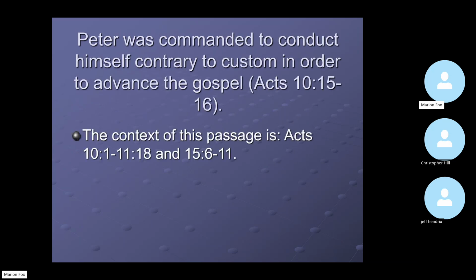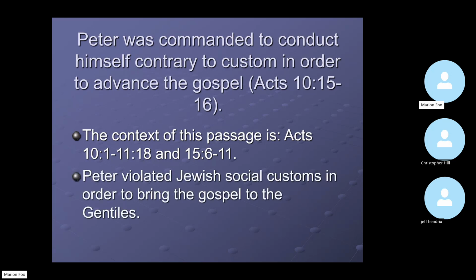Now, the context of Acts 10, verses 15 through 16, is Acts 10, verses 1 through 11:18. So this is the 10th chapter, the whole 10th chapter of Acts, and the first 18 verses of chapter 11, which is the second recording of it. And in Acts 15, verses 6 through 11, we see a report of this by the Apostle Peter. He gave a report of this incident. So these are the passages that would give you the context of this.